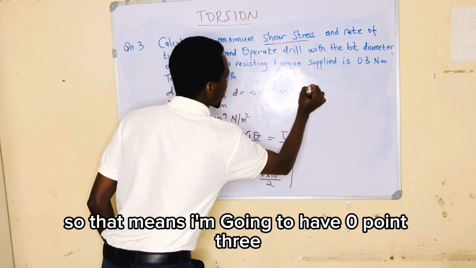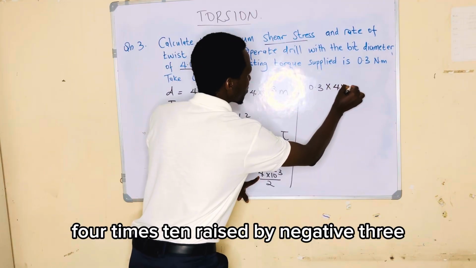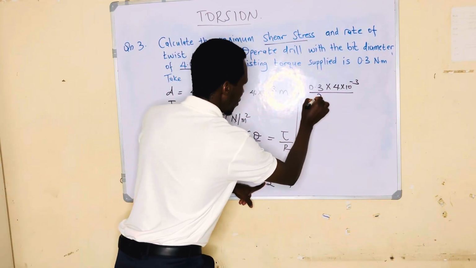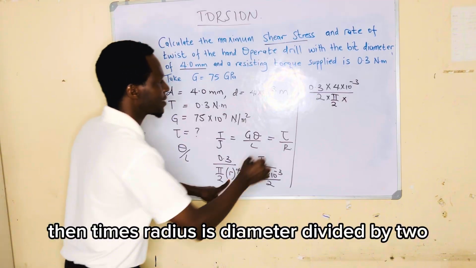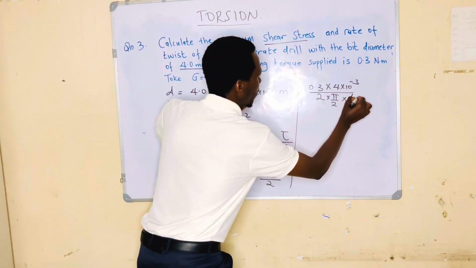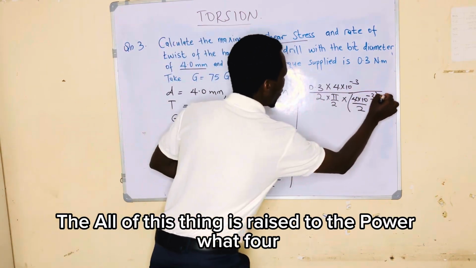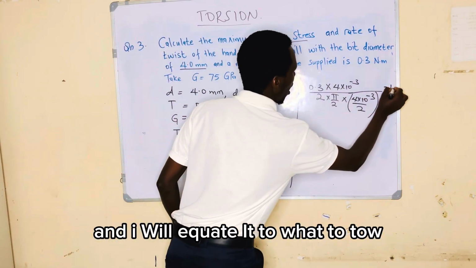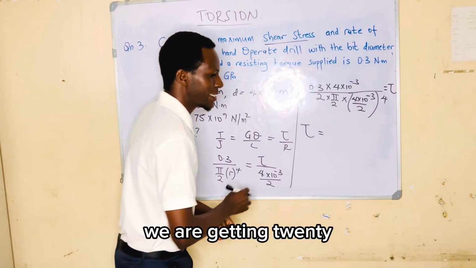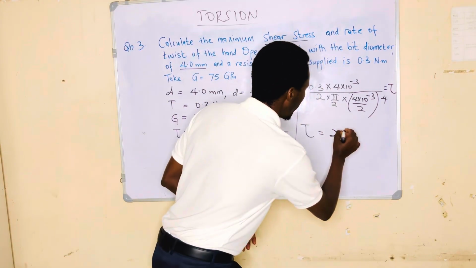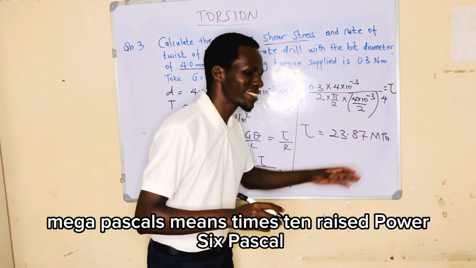So I have 0.3, which is T. Then I multiply by 4 times 10 raised to power negative 3, divided by 2. Then I divide by pi by 2 times the radius, where the radius is the diameter divided by 2. My diameter is 4 times 10 raised to power negative 3, divided by 2, and the whole of this is raised to the power 4. I equate it to tau, the shear stress. So our first question gives us the value of tau. If we press this, we get 23.87 megapascal. Megapascal means times 10 raised to power 6 Pascal.